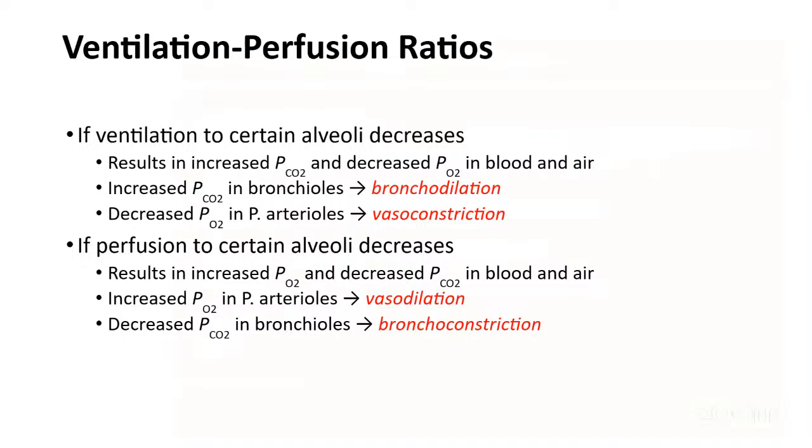Okay, so we have this increased carbon dioxide in the alveolus, right? And that's going to trigger the bronchioles to try to dilate, right? We're going to try to get rid of that carbon dioxide. We know too much carbon dioxide is a problem. So we're going to expand our airways. That's our bronchodilation piece.